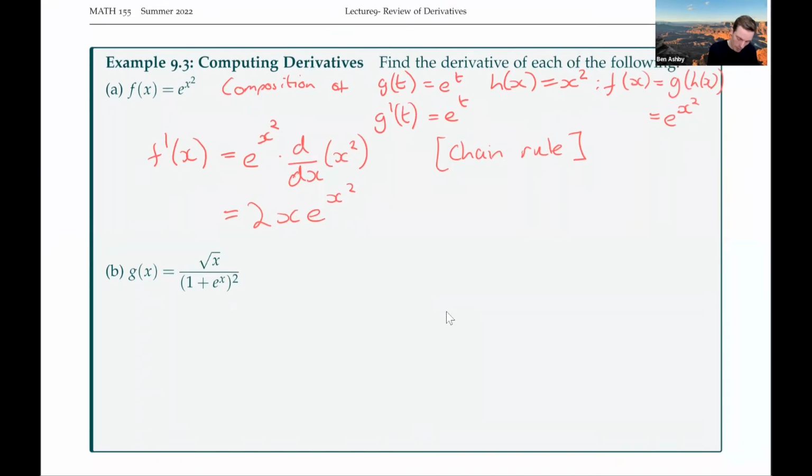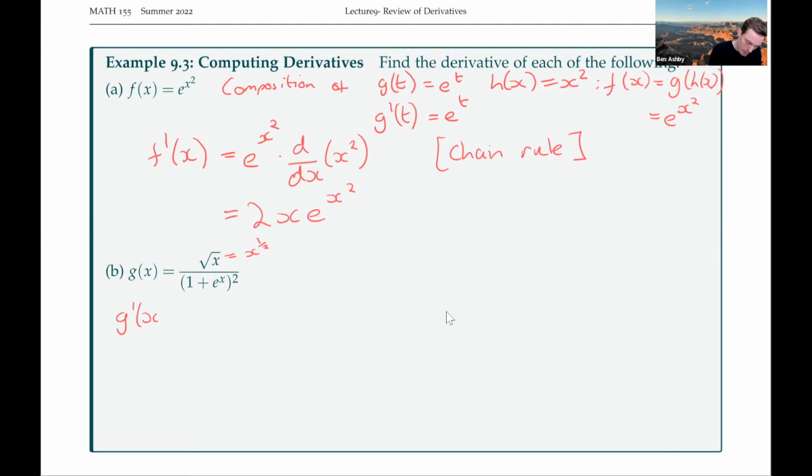Okay, the next example, if we've got g of x is equal to the square root of x, we can think the square root of x is just x to the half. So this is just a power relationship as well. So we're going to use the power rule on this. Divided by 1 plus e to the x squared. So e to the x all squared. So 1 plus e to the x all squared on the bottom. So this is going to be a composition here. So let's write this all out.